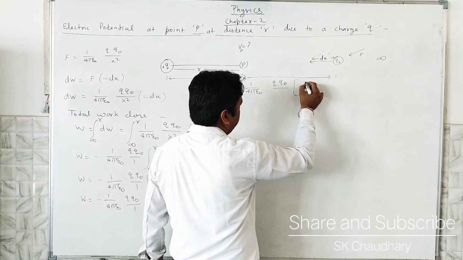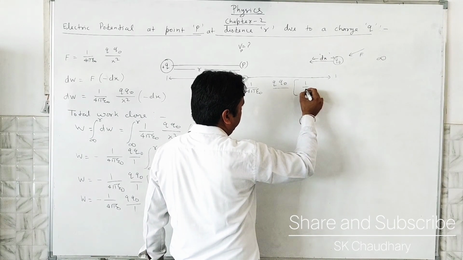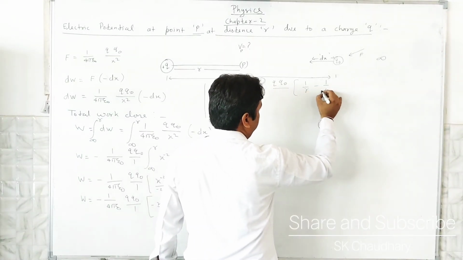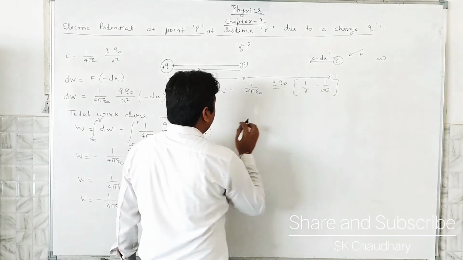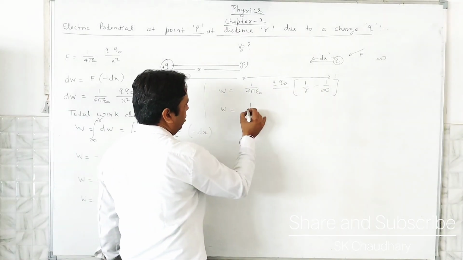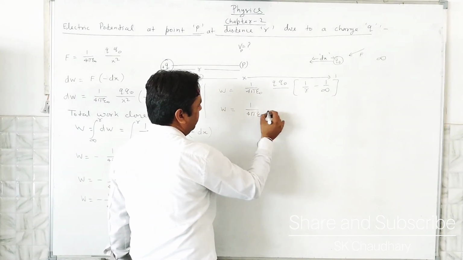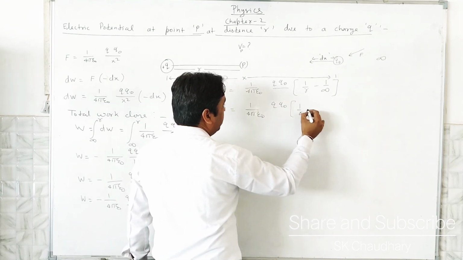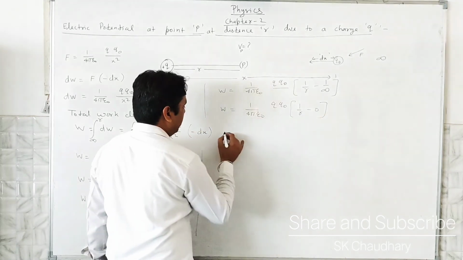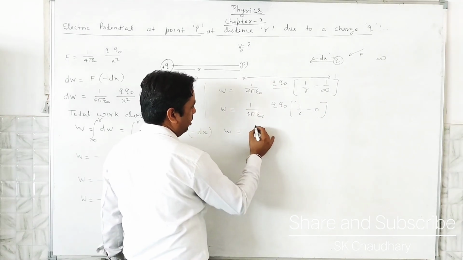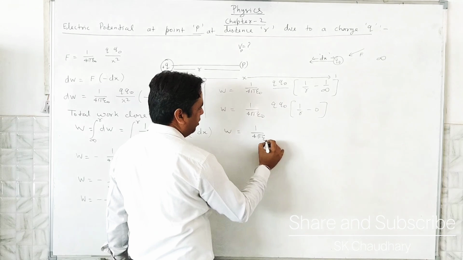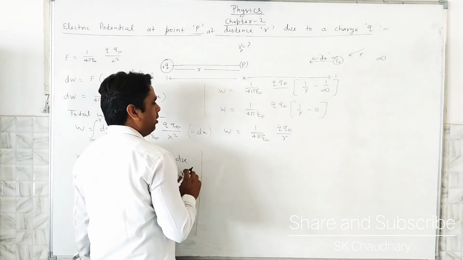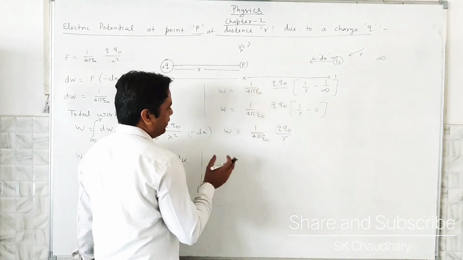So x square is basically 1 upon x, and the upper limit is r. So 1 upon r minus 1 upon infinity. So what will we get? We will get 1 upon 4 pi epsilon naught q naught, only 1 upon r remains left, and we multiply inside this. We got the value 1 upon 4 pi epsilon naught q naught divided by r. So that is the work done.